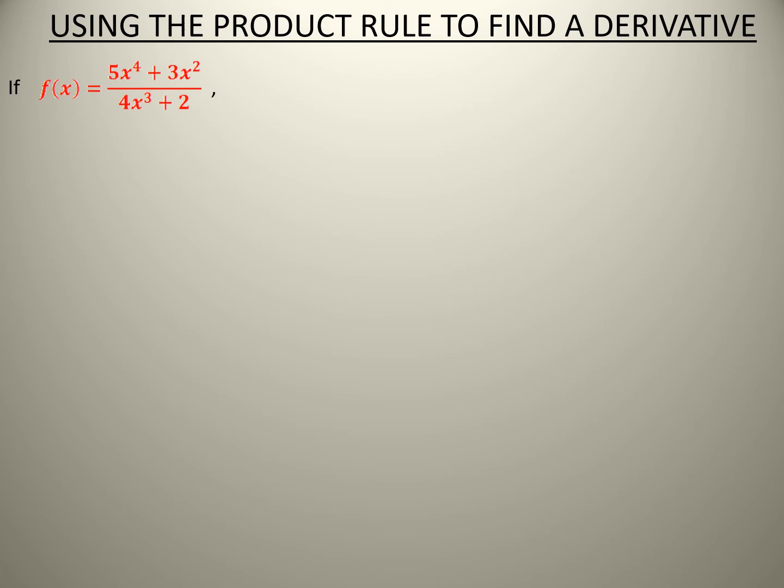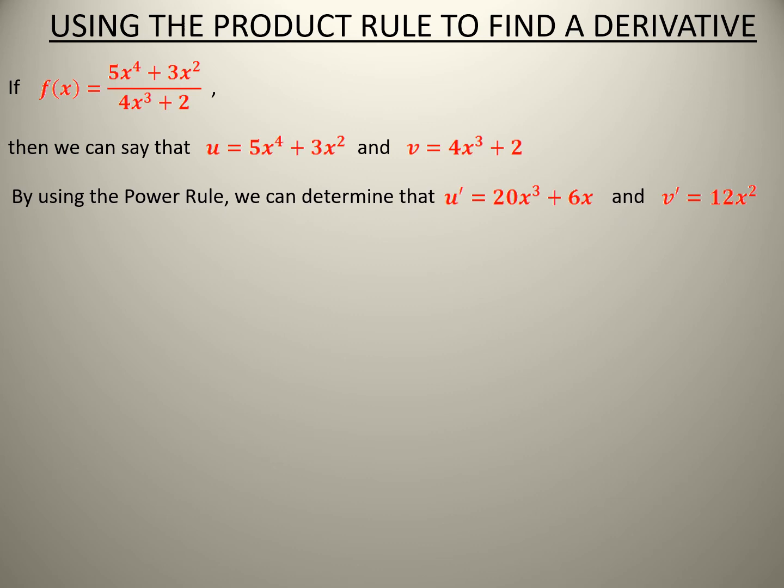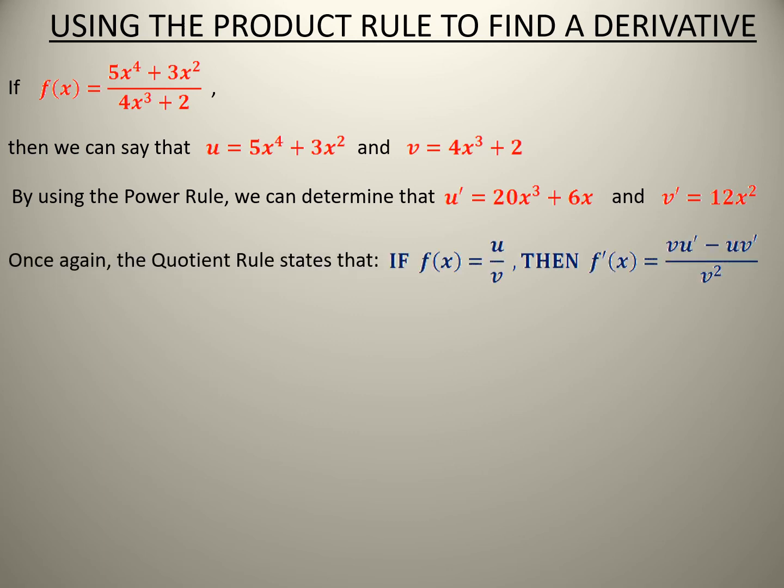So if f(x) equals 5x to the fourth plus 3x squared, divided by 4x cubed plus 2, then we can say that u equals the numerator, which is 5x to the fourth plus 3x squared, and v equals the denominator, which is 4x cubed plus 2. By using the power rule, we can then determine that u prime is 20x cubed plus 6x, and v prime is 12x squared.